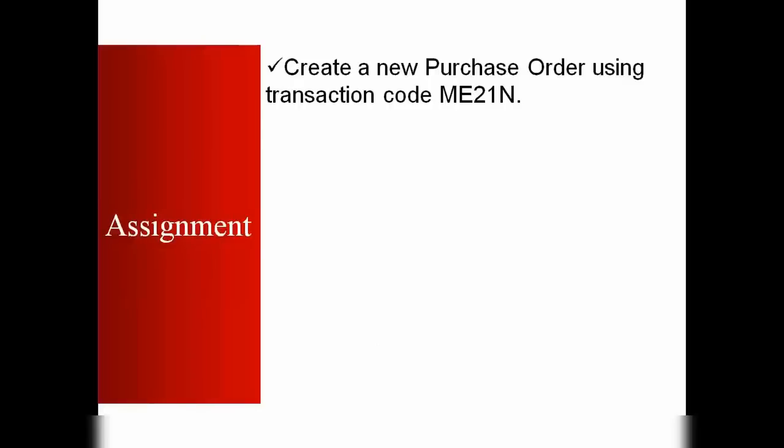Okay, so the assignment for today in this video is, I want you to create a purchase order using transaction code ME21N. When you create this purchase order, you can use the same vendor and material that I'm using. In the next video, I'll show you how we can create our own vendor number and material number that you can use in the next purchase order. But for now, just use the same vendor and material, or follow my steps.